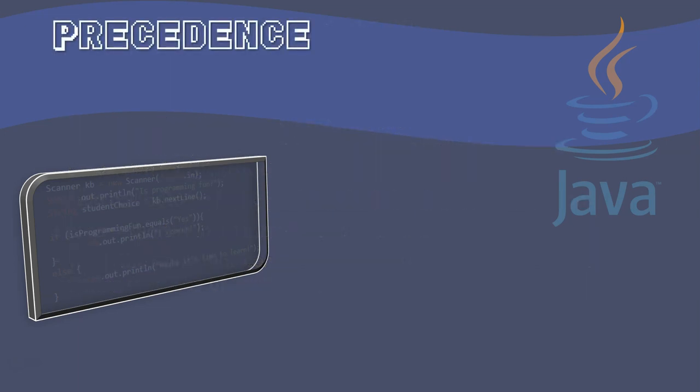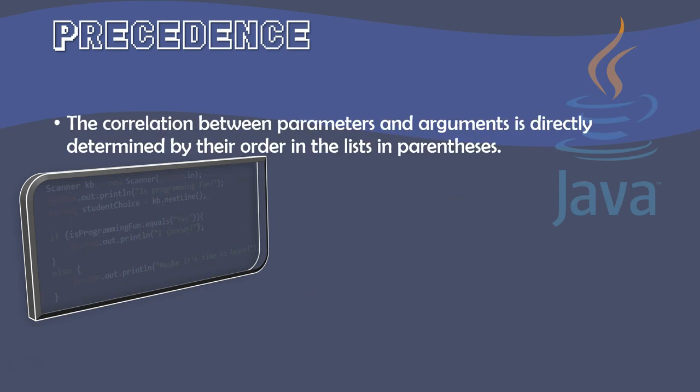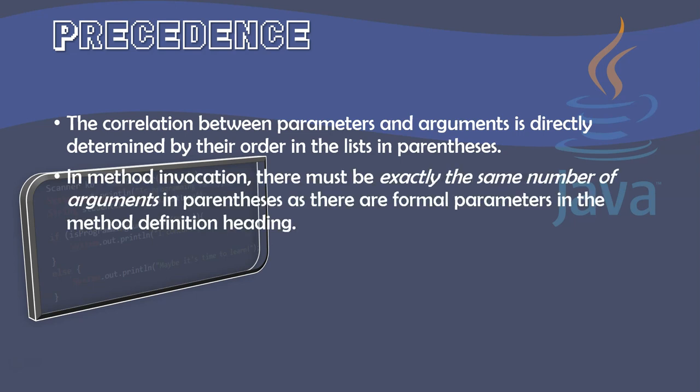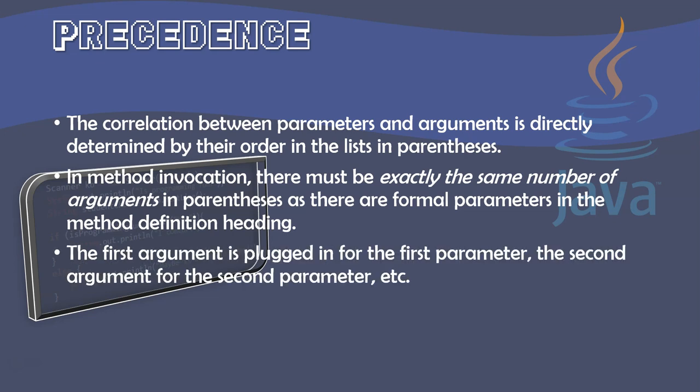Now, of course, there's also some precedence that takes place when we look at these methods. The correlation between the parameters and arguments is directly determined by the order in the list in the parentheses. So in method invocation, there must be exactly the same number of arguments in parentheses as there are formal parameters in the method definition. So if you have 3 variables in the parameter list of your method, then when you call that method, you need to make sure you pass in 3 variables. The first argument is plugged in for the first parameter, the second in the second, and so on.